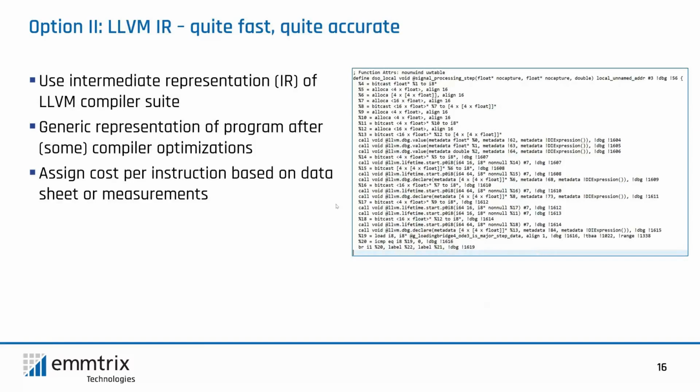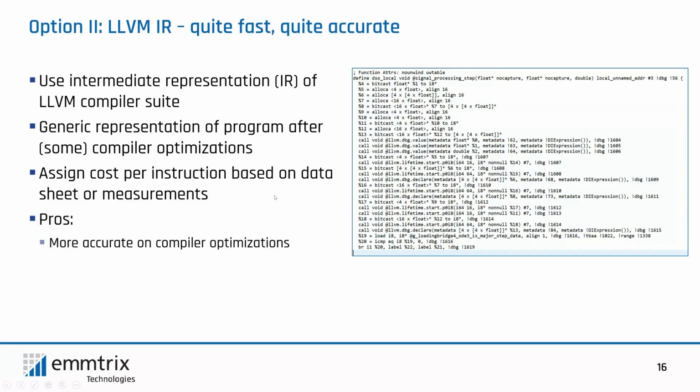And going through this code is basically the same. We can assign costs to each instruction that is mentioned here, and these costs can come now from data sheets or measurements, because these are closer to the actual hardware. These values can already be extracted from the data sheet of the hardware.